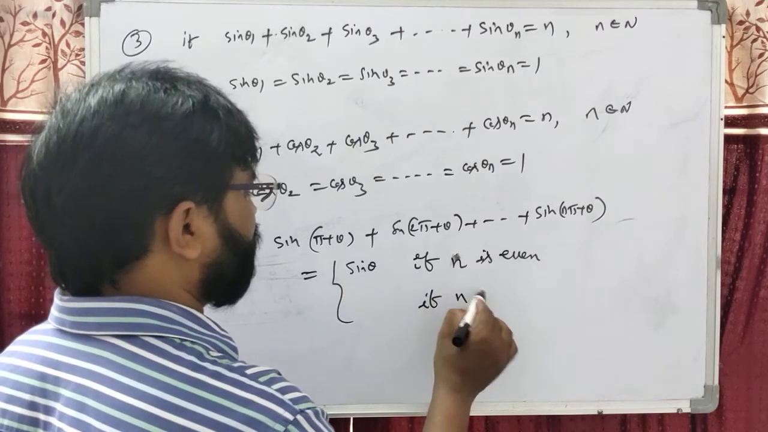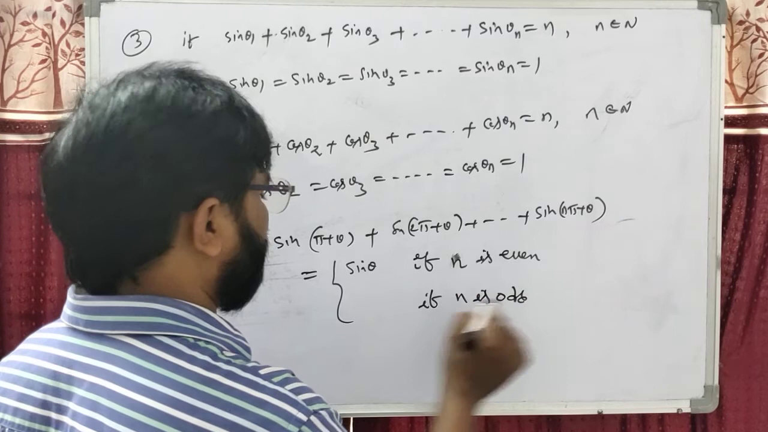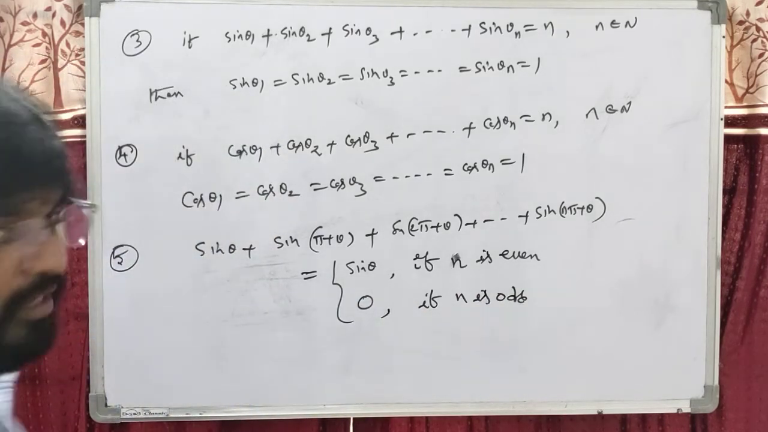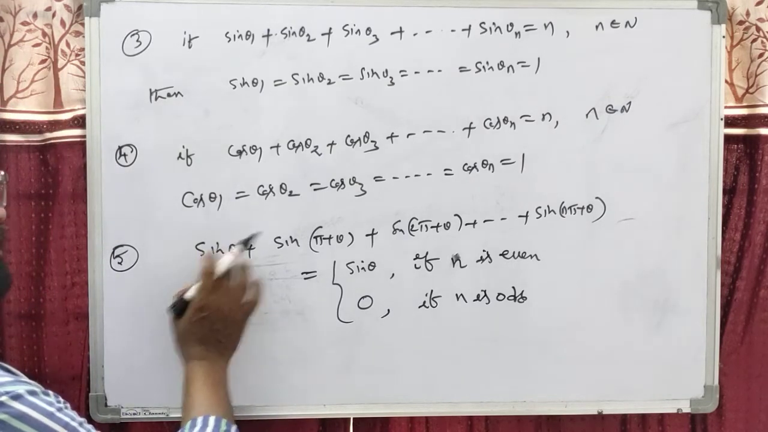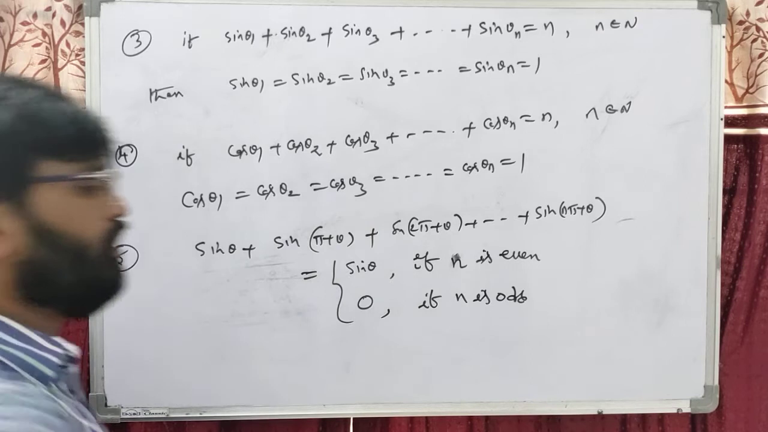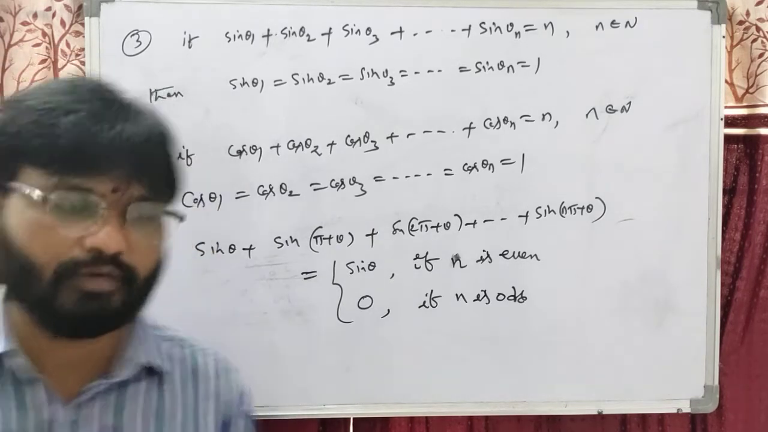Dear students, if n is odd, undoubtedly it will be 0. Since sine theta and sine of pi plus theta, which is minus sine theta, these two are cancelled. Like this, these are all cancelled. We get 0. Okay, students.